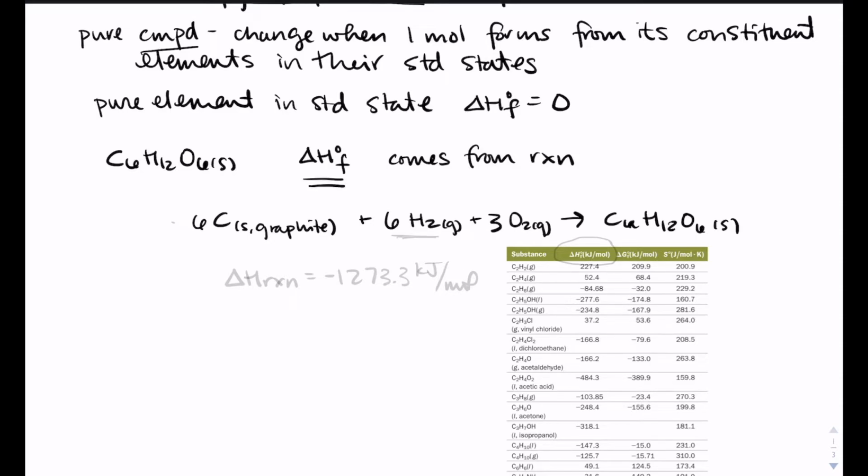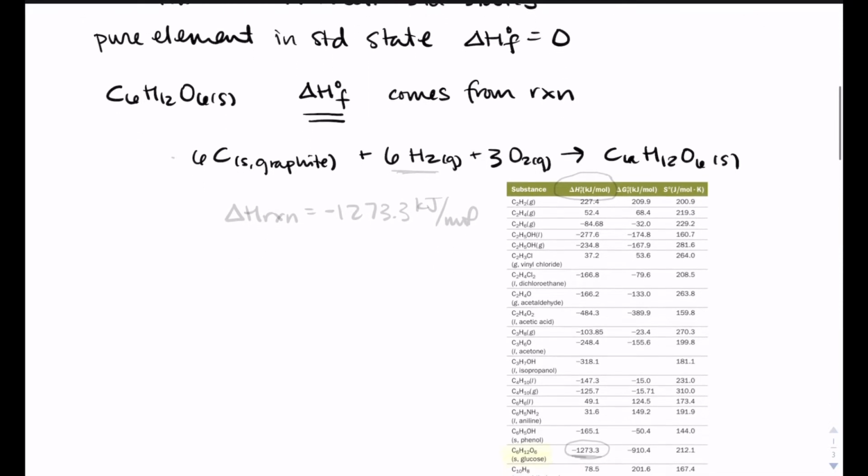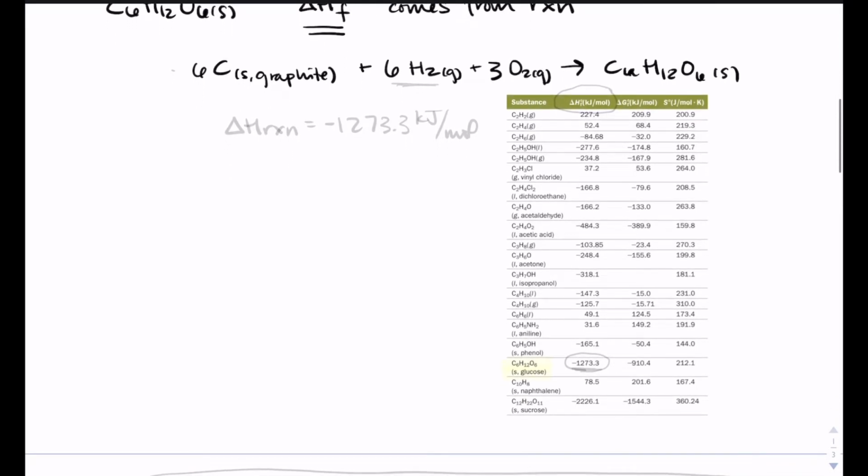So C6H12O6, carbon, hydrogen, oxygen. If I take carbon in its standard state, so carbon, a solid, graphite is the most stable form, right? The enthalpy of formation for solid graphite carbon is 0. Hydrogen, standard state is H2 gas. Enthalpy of formation for that is 0. Oxygen, O2 gas is the standard state.